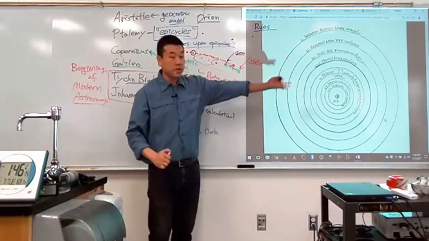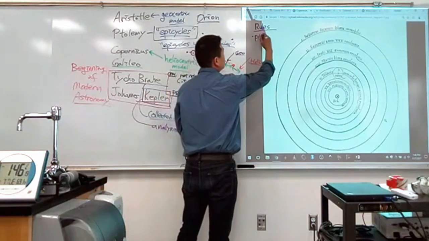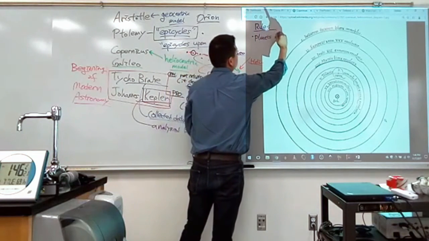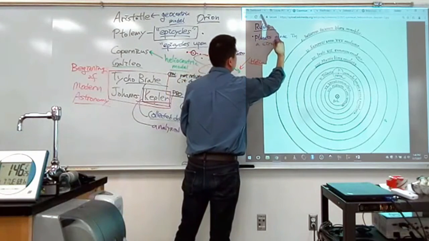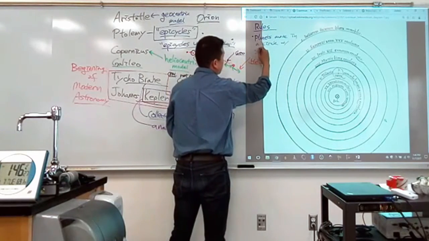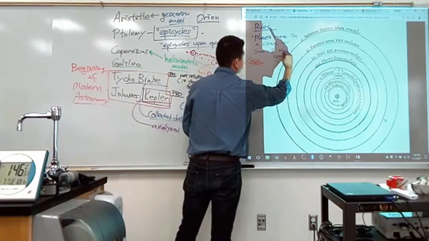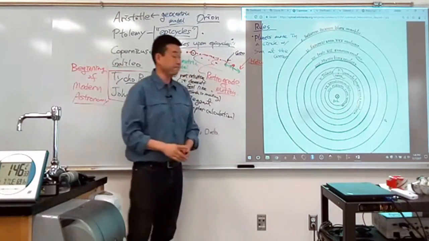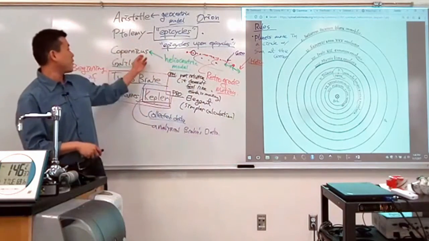So yeah, that's actually the key feature of this model. You'd say planets move in a circle with sun at the center. Good. Okay. Any other laws of Copernican model?